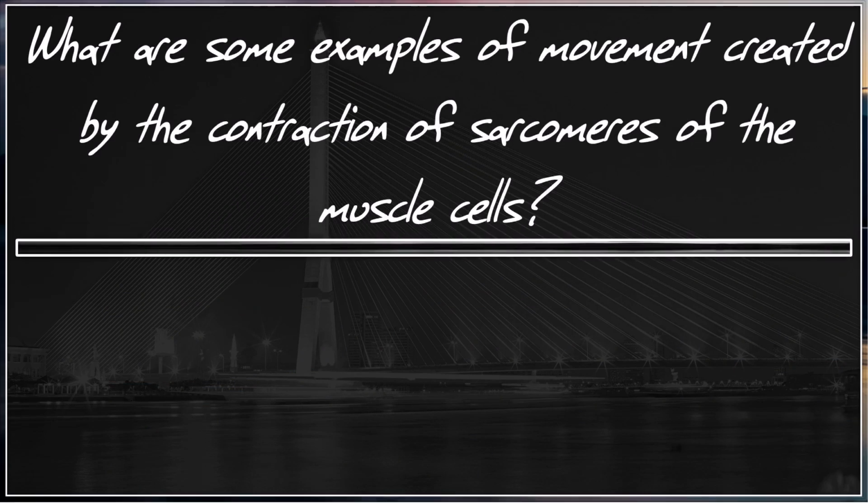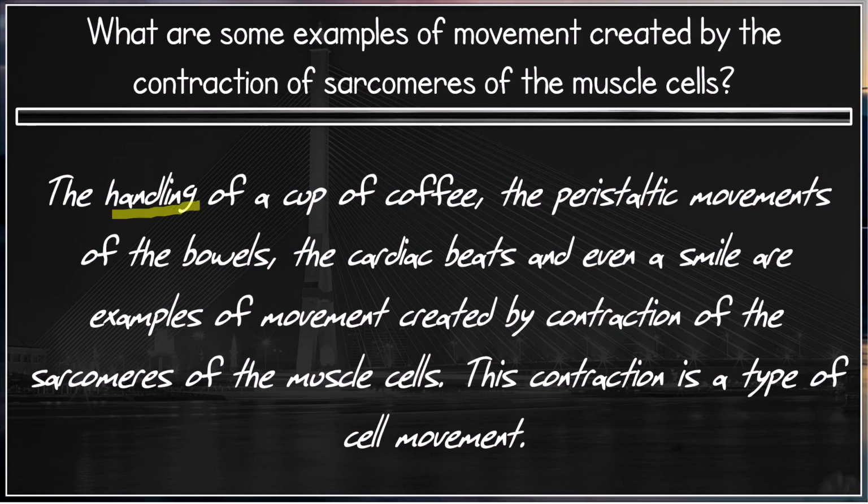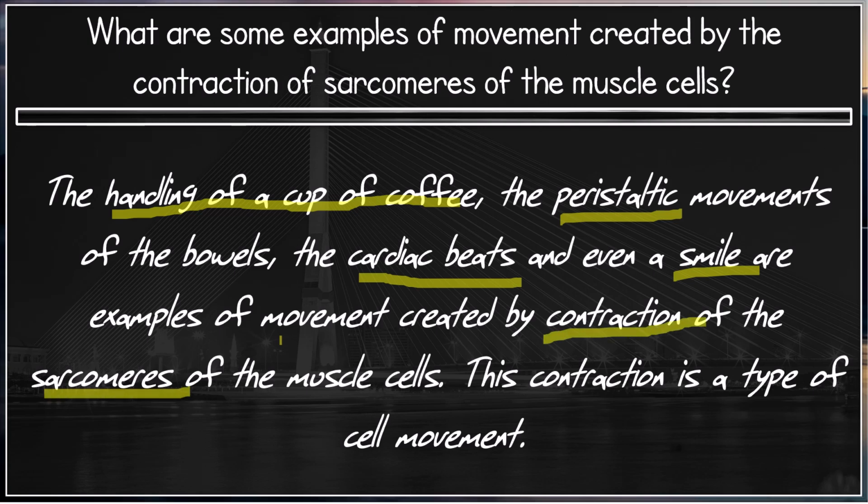What are some examples of movement created by contraction of the sarcomere of the muscle cells? Handling a cup of coffee, peristaltic movement of the bowel, cardiac beat, and even a smile are all examples of movement created by the contraction of the sarcomere of the muscle cells. These contractions are a type of cell movement.